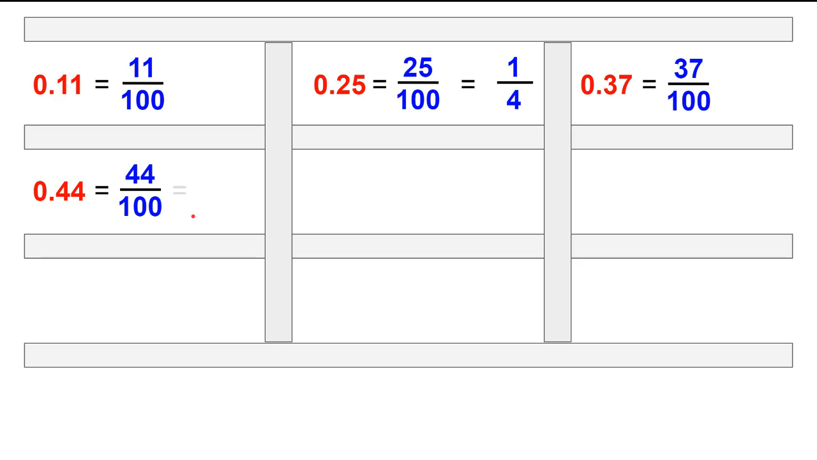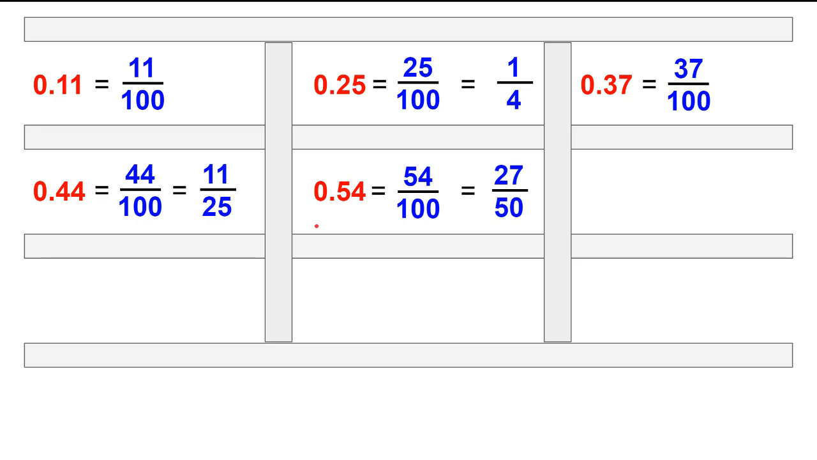0.44 equals 44 by 100. And if we divide them both by 4, you get 11 over 25. This is the simplified fraction of 0.44. 0.54 is 54 over 100. If we divide them both by 2, we get 27 over 50. This is the simplified fraction of 0.54. 0.65 is 65 over 100. If we divide them both by 5, we get 13 over 20.